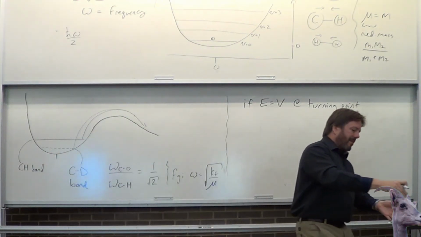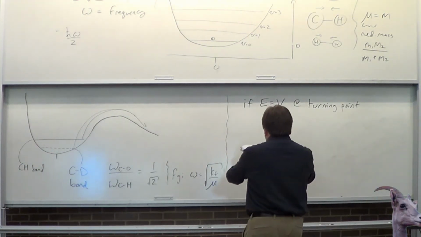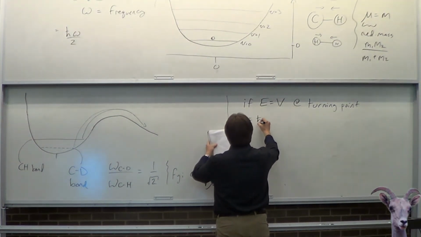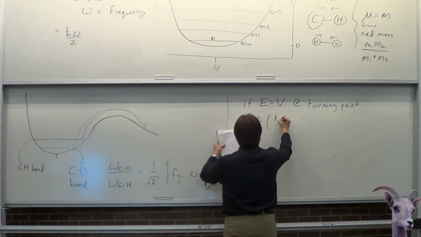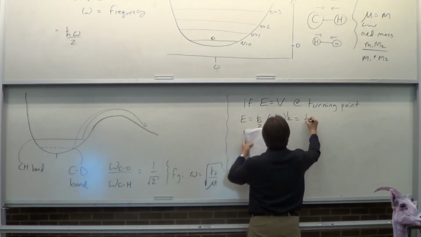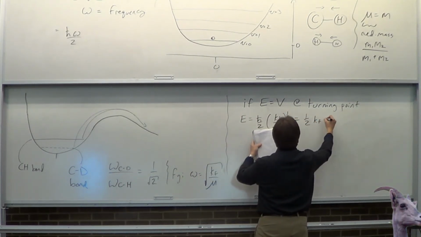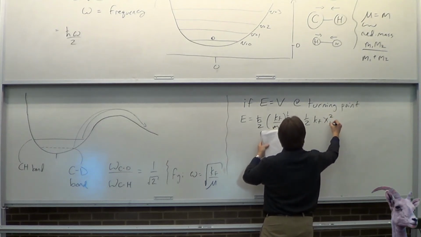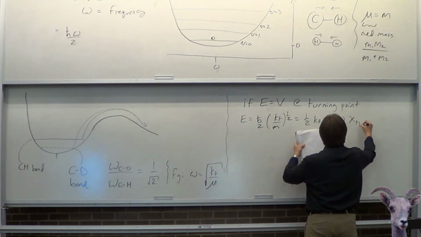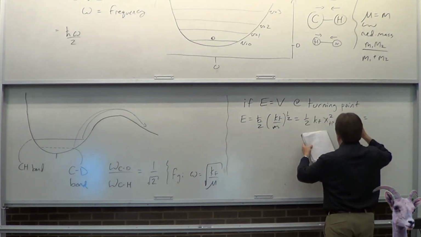Okay, now let's do the ground state. Remember the energy, we just did this, but we set that equal to the potential energy, and we'll call that the turning point. Then we do some calculus to simply show this.